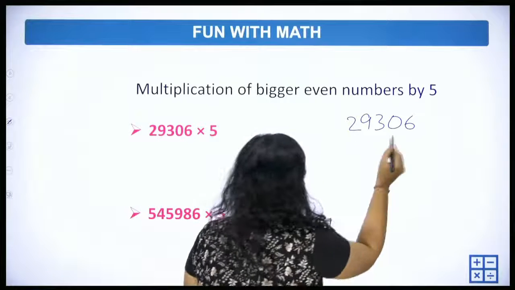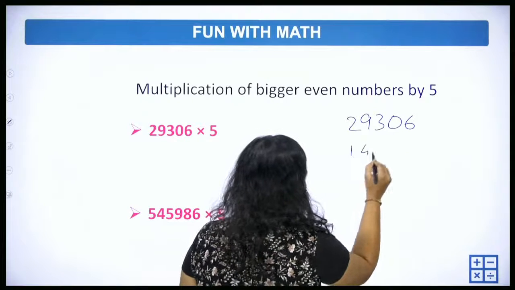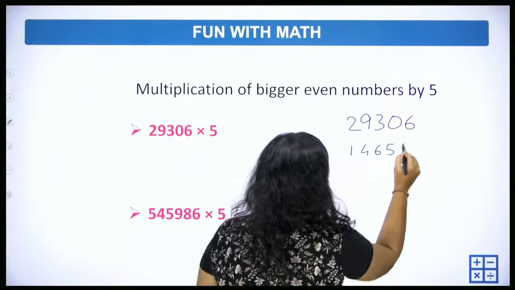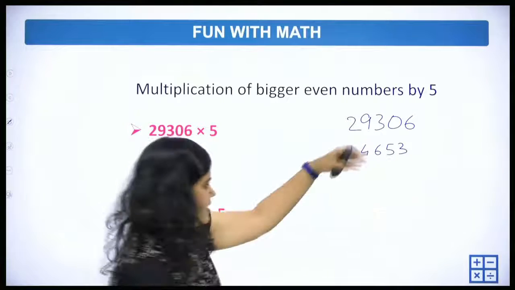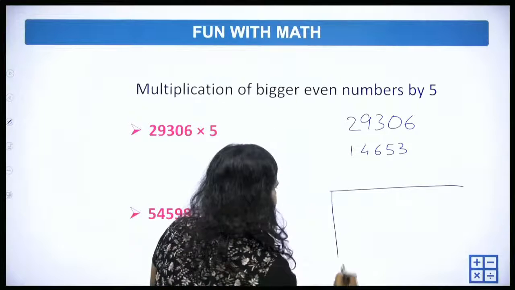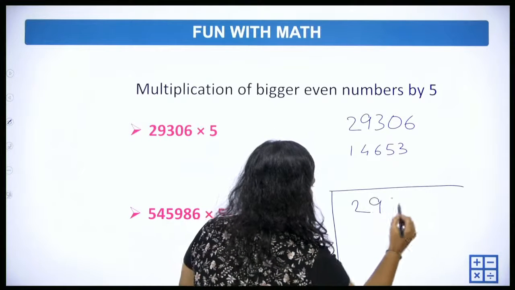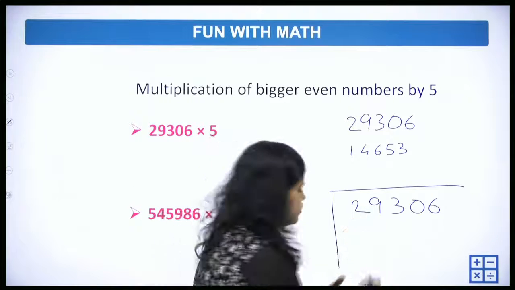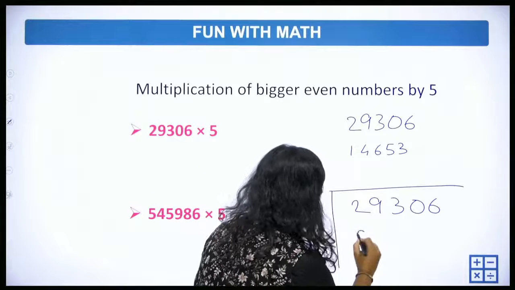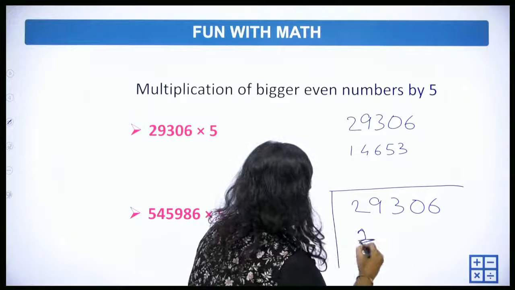So let's divide by 2 first. 1, 4, 6, 5, 3. Right. How did I do it so fast? Let's do that also. So how did I do it so fast? 29306. 2 divided by 2 is 1. Clear.